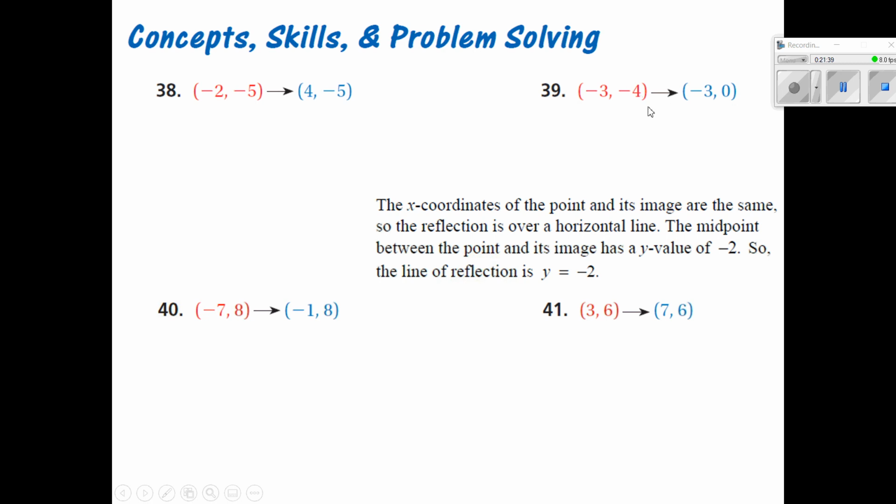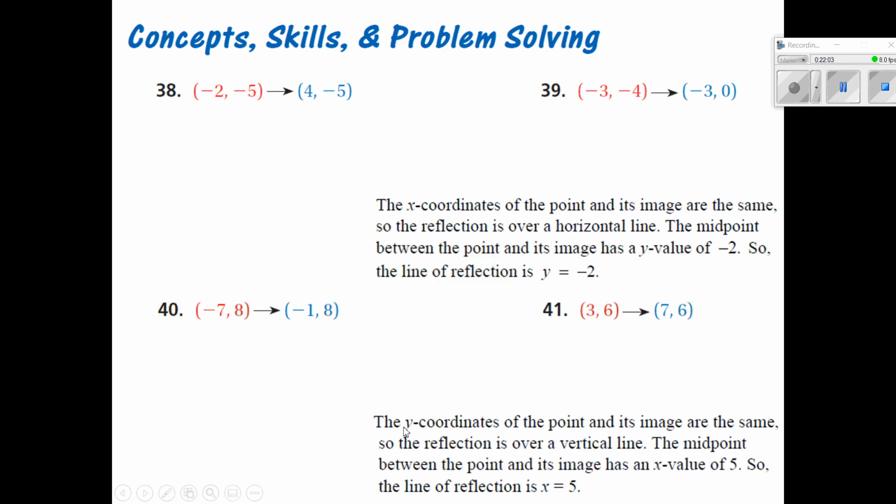Okay, now all you got to do is see which ones are different and then find the middle of them. 40 is for you to do. 41: 3 is not the same as 7. 6's are the same. We know that it's going to be 4 different, so half of 4 is 2. I'm going to say off of 3, x equals 5.